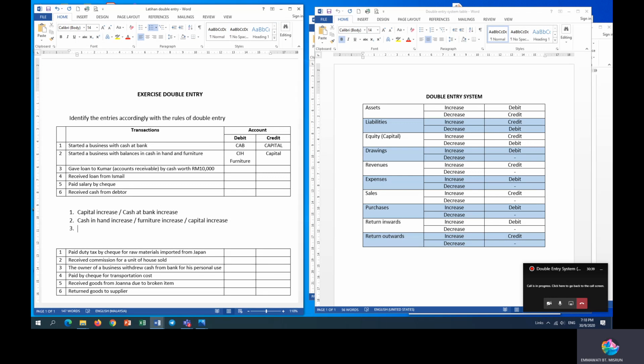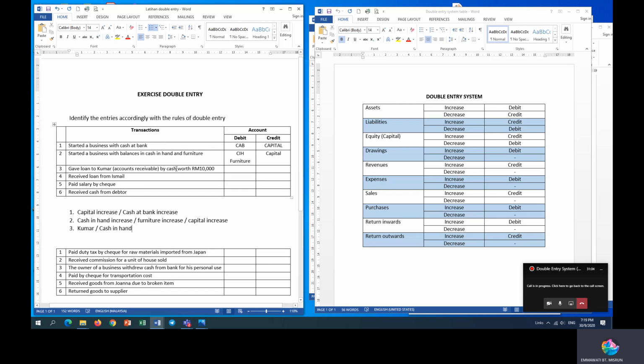Sekarang kita kena pasti apakah dia dua akaun yang kita kena buka. Jadi akaun yang kita kena buka adalah akaun Kumar. Dan lagi satu akaun adalah berikan pinjaman kepada Kumar secara tunai kan? By cash. Jadi kita kena buka akaun cash in hand.